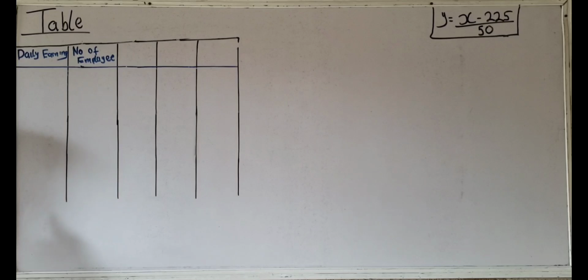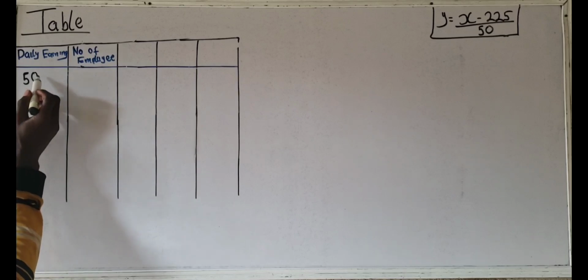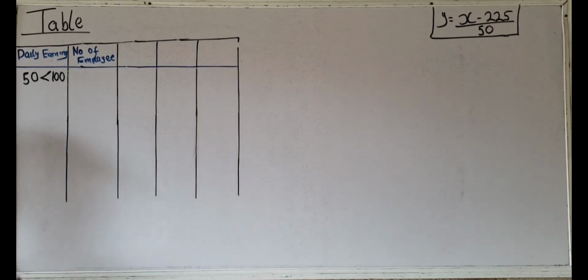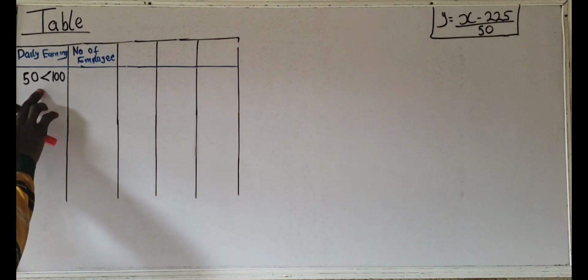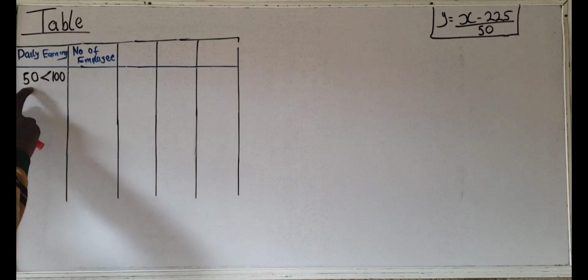Now, the first daily earning is 50 less than 100. All the values that you're going to have here are known as the class interval. I'm going to explain, just pay attention. It is known as the class interval because it tells the range of values that fall between. You can see that there is an inequality sign. That means that we don't have only a single value.